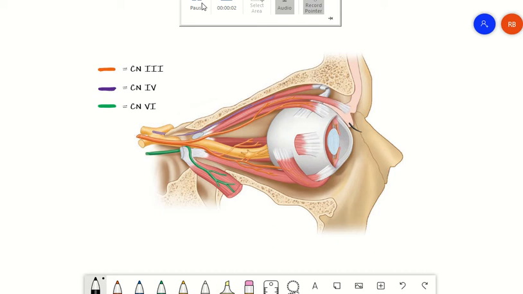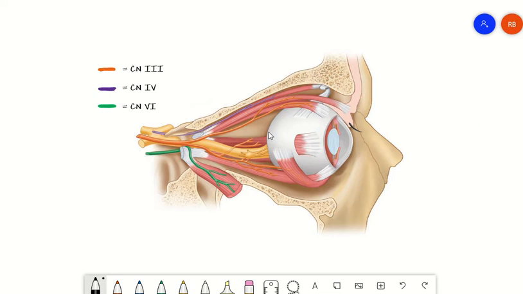Hi guys, in this video we're going to have a look at an overview of the nerves supplying the extraocular muscles, look a bit about cranial nerve 3 palsy and how that presents and what some of the causes may be, and then we're going to look at extraocular muscle actions, because that's often the thing that people struggle with, how to understand this properly.